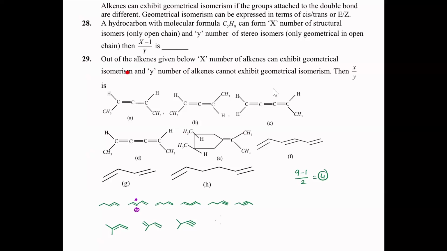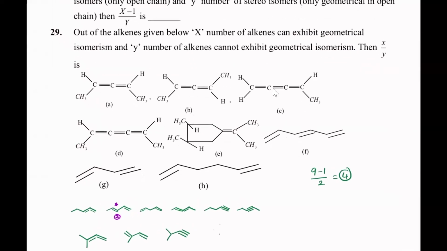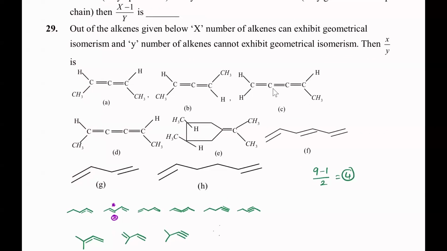Next, check out 29. Out of the following alkenes, X number of alkenes can exhibit geometrical isomers. Y number of alkenes cannot exhibit geometrical isomers. So let's start with the first one. This one is Y because it cannot perform geometrical isomers. This one is also Y. This one is also Y, for the reason that these two groups are the same.